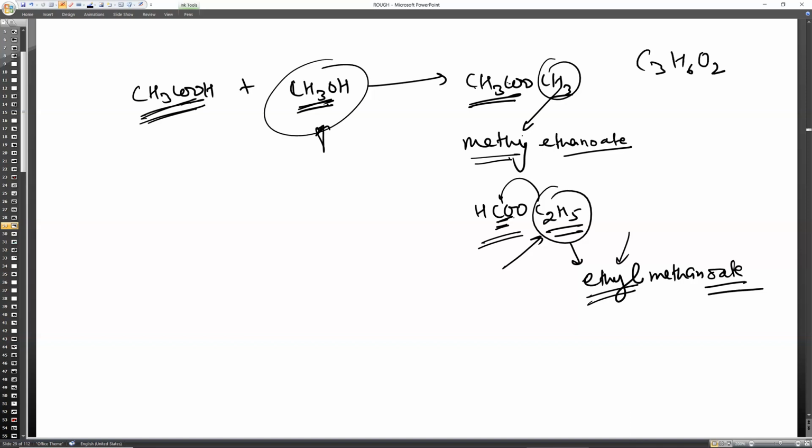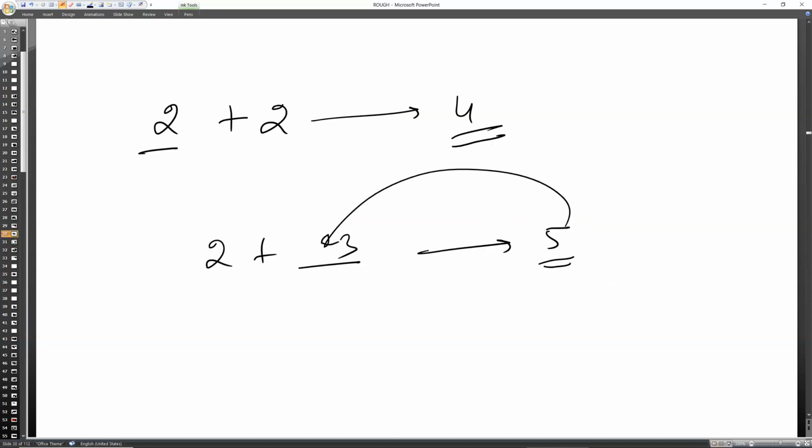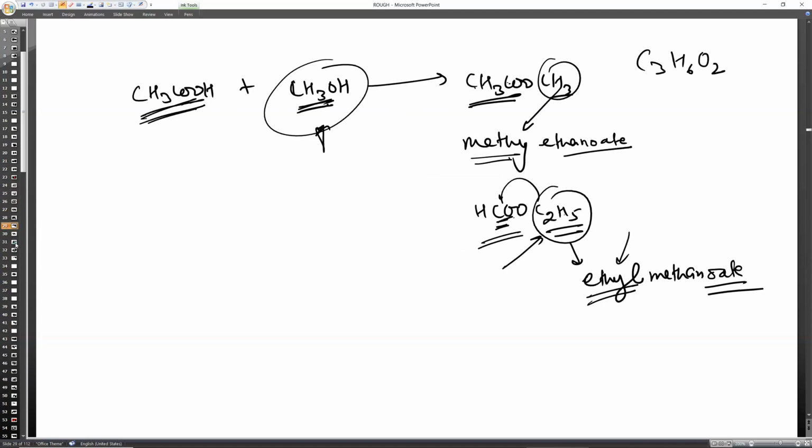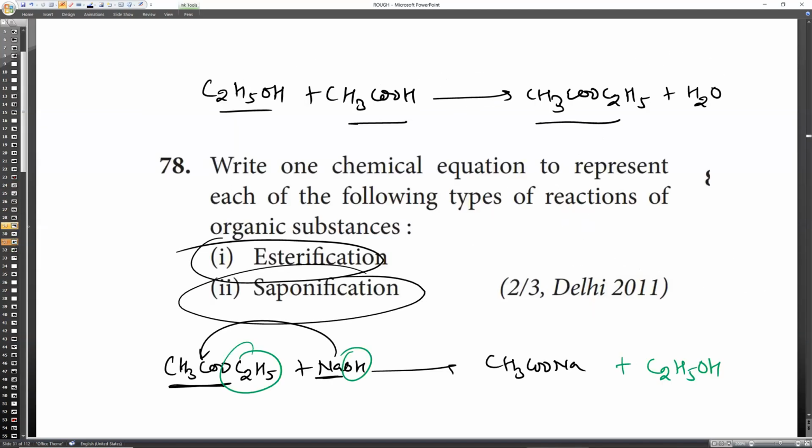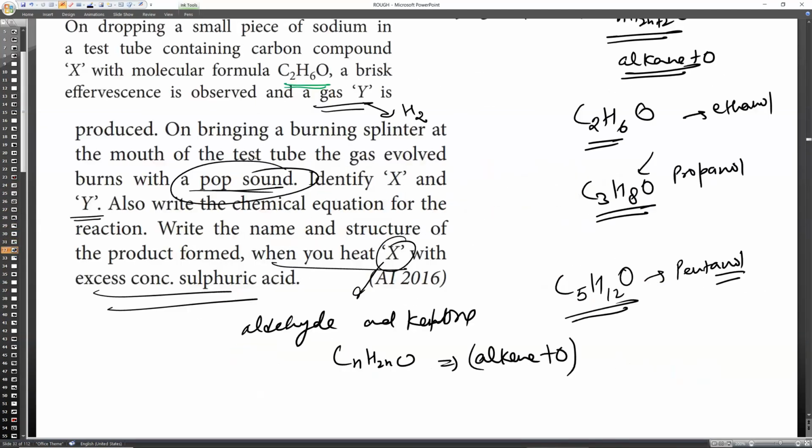C3H6O2 can be named methyl ethanoate, and C3H6O2 can also be ethyl methanoate. In the case of an ester you will not be able to predict, but in the case of carboxylic acid, aldehyde and the others you can easily predict, because there is no other possibility. So if it is 2 carbon, the general formula is alkane plus O, CnH2n+2O, then it is ethanol.